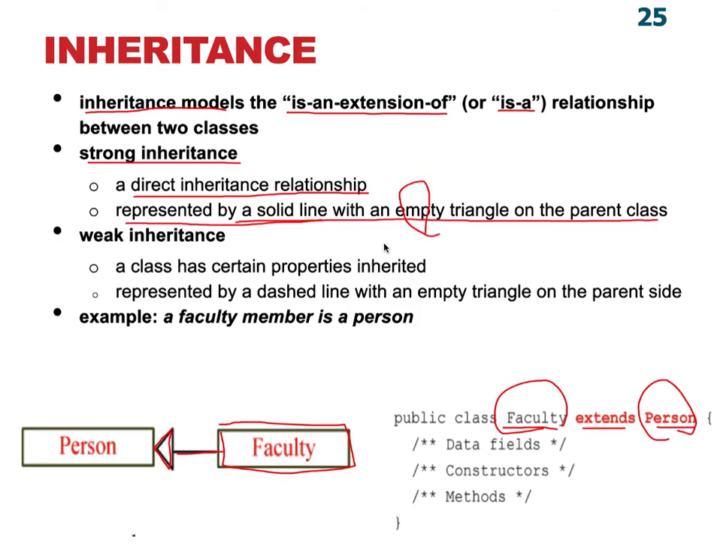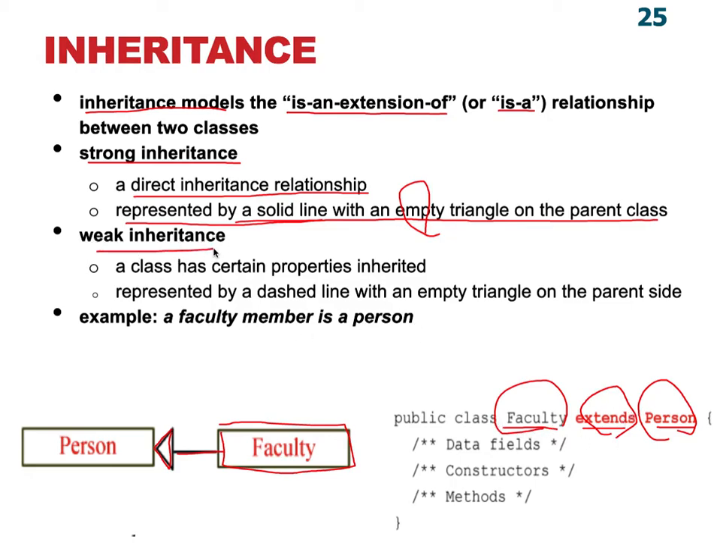So all of those are very important UML notation, semantic requirements. Solid line, triangle, triangle is not filled. So that's a strong inheritance. In Java, that is extends, the relationship between subclass and superclass.